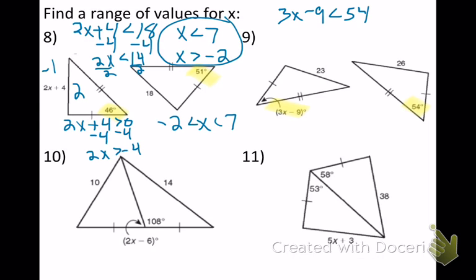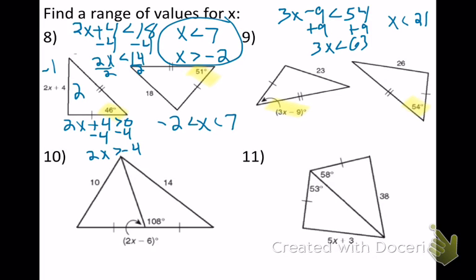3x minus 9 is less than 54. Now I solve for x. What do I do to solve for x, Claire? Plus 9. 3x is less than 63. Divide by 3, and I get x is less than 21.